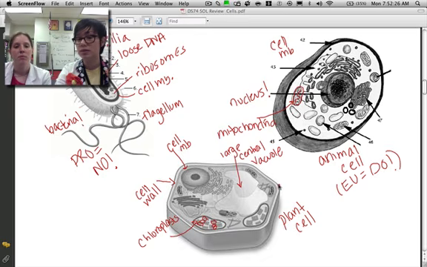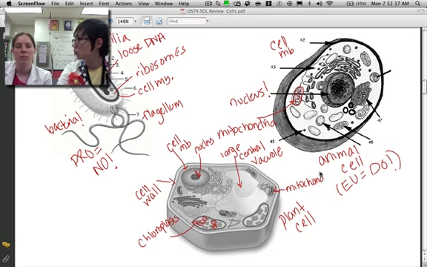And everything else is going to be about the same. So we have a nucleus because it's a eukaryotic organism. We still have mitochondria. That's important to know. Plants have both because they still need to be able to make ATP. And then we also have the Golgi and the endoplasmic reticulum, both the smooth and the rough. But those are the major things that you need to know.